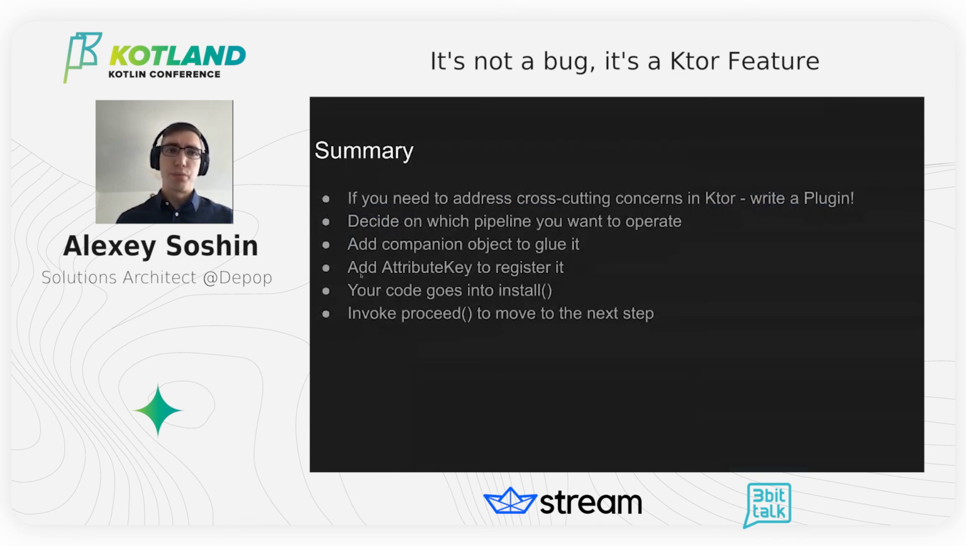If you want to proceed to the next step, or you don't want to do anything in some cases, you just call the proceed function, and it will invoke the next stage of your pipeline.